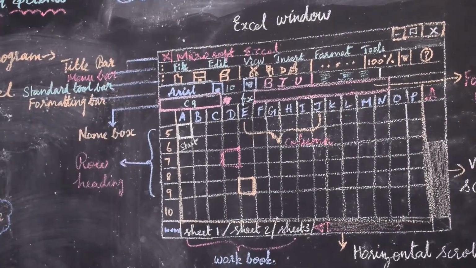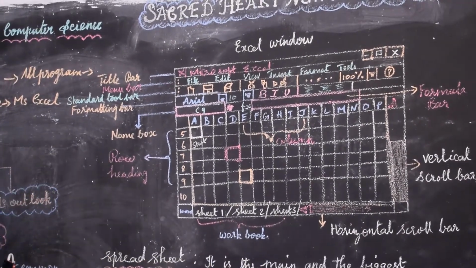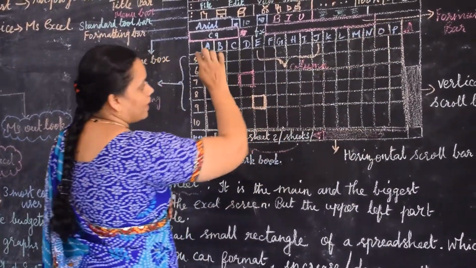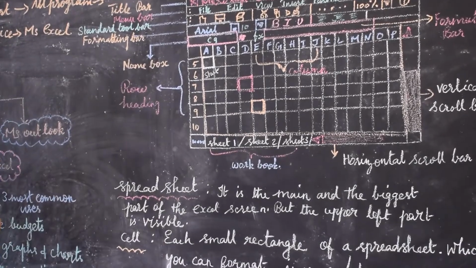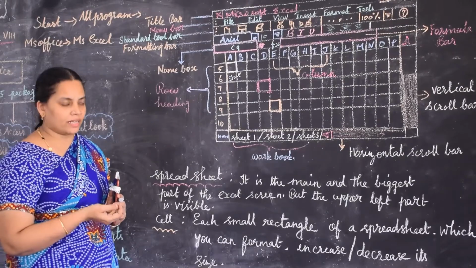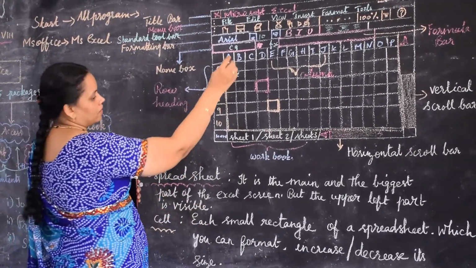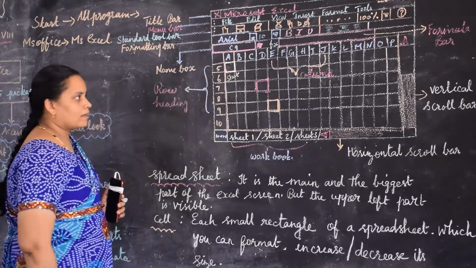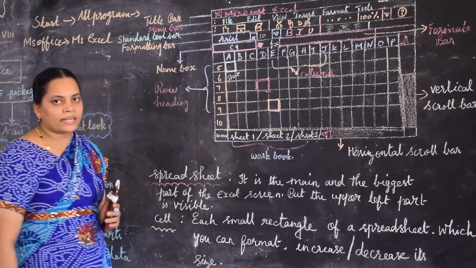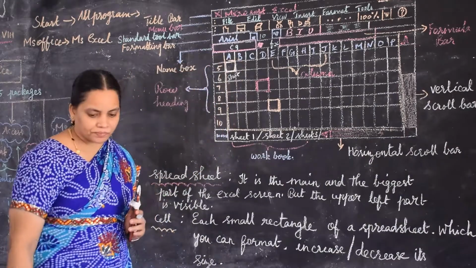Okay. Now listen to the definition of the spreadsheet. It is the main and the biggest part of the Excel screen. It is big in size, so you can't see the whole spreadsheet on the screen at a time. But the upper left part of the spreadsheet is visible, where you can start entering data.